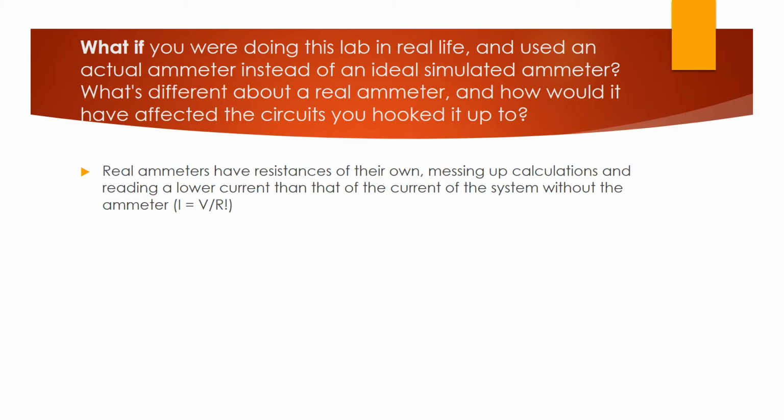Now, if we were to do this lab in real life using an actual ammeter instead of our ideal simulated ammeter, we would have to notice that a real ammeter has a very small resistance of its own, which would mess up our calculations and end up giving us a reading of a lower current than that of the current of the system without the ammeter involved. This would lead to a slightly greater margin of error for our calculations.